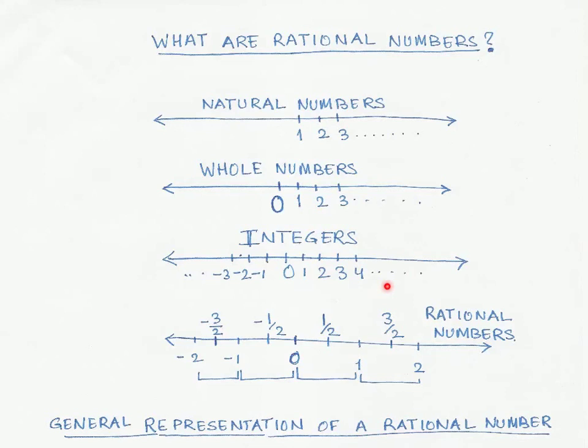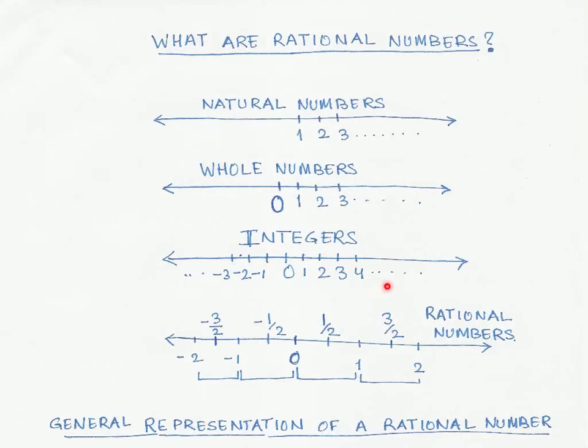Now when we come into the idea of rational numbers, is it possible to have numbers between the unity? So for example, between two numbers, that is 0 and 1, or 1 and 2, or 2 and 3, are there any numbers between them? And we actually do have those numbers, and those numbers are what we call rational numbers.